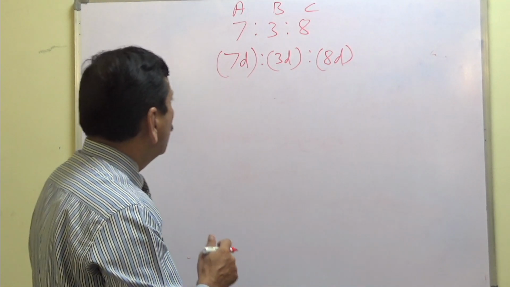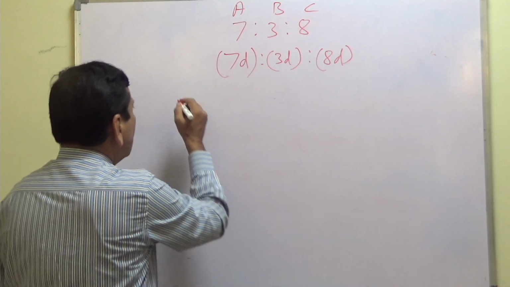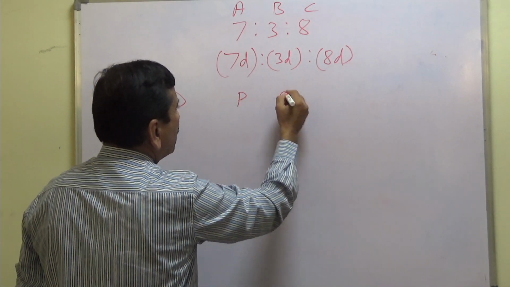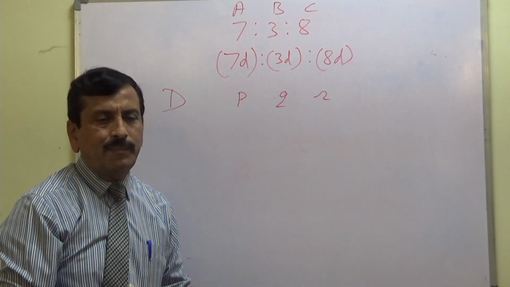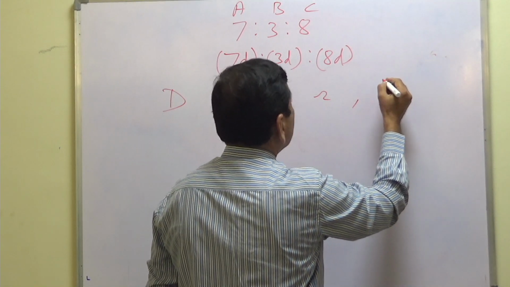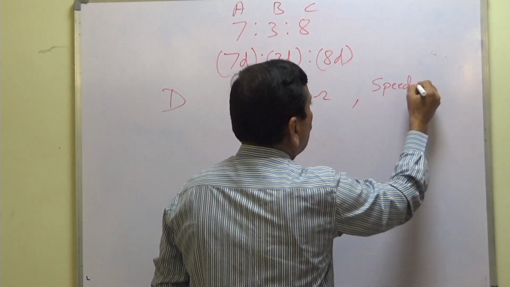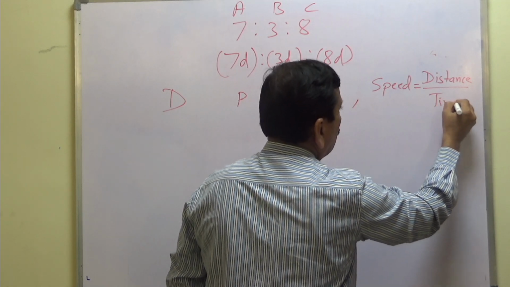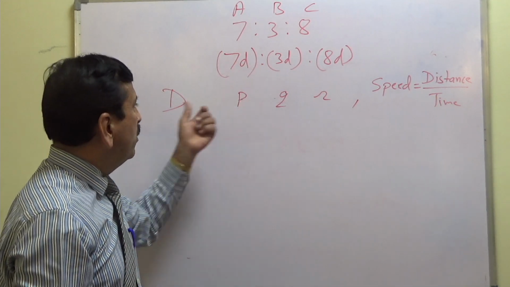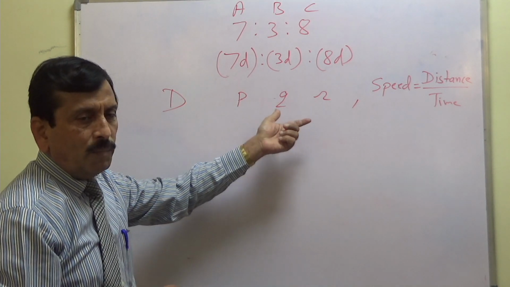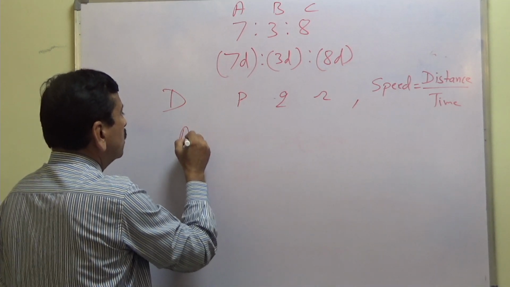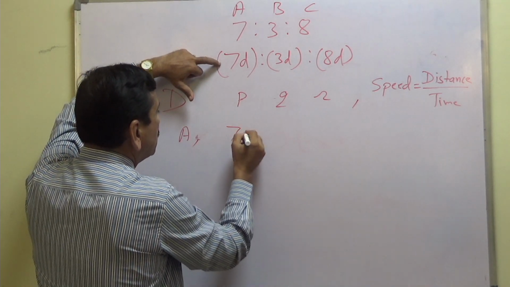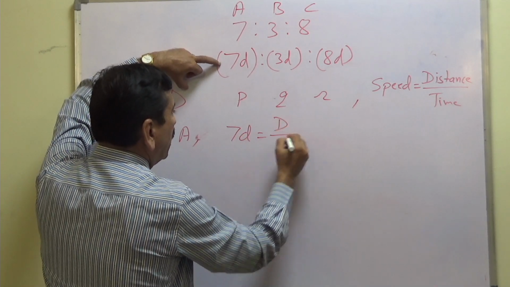Now let's suppose to cover a certain distance D, A requires P time, B requires Q time, C requires R time. Now we know that speed is equal to distance upon time. Now for all of them the distance is the same, so we have to correspondingly make it. For A, what will happen? For A, speed is how much? Speed is 7D is equal to distance, capital D, upon time P.